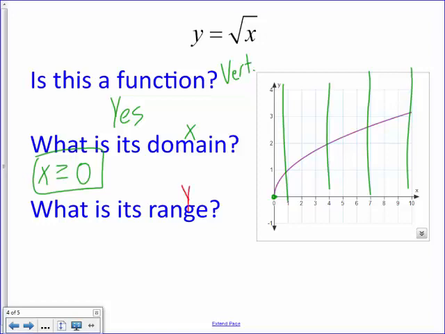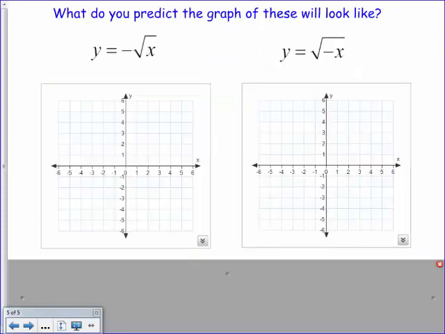And the range, those are our y values, same thing. Starts at 0, they go on forever in the y direction, right? So the same exact thing. So y's are greater than or equal to 0 as well. So 0 or above works out. All right, let's look at just a couple more things here. What do you predict the graph of these will look like now that we've done our reflections?